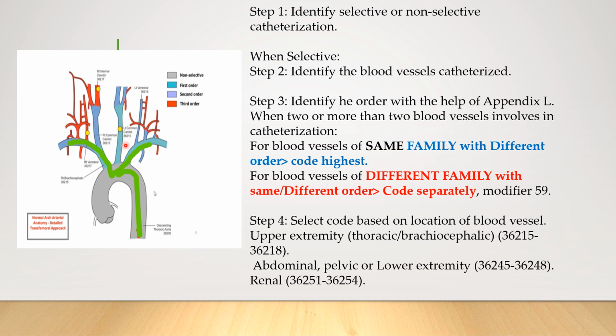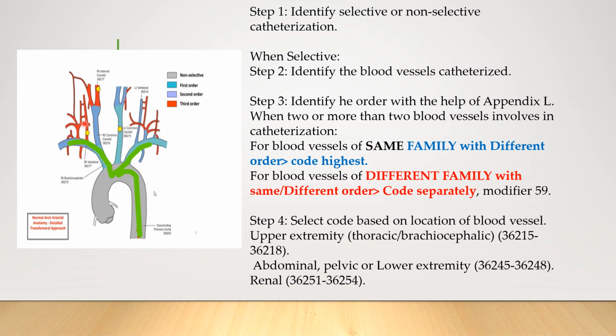Now pay attention here, very, very important. Let's say for example, in the first family I have gone till the third order, and then I retract the catheter, I go into the second family, but I go only till the first order. Then how will I code it? I will code the third order for this family, and I will code the first order for this family. Why? Because the family is different. This is very, very important, because we are talking about two different families. If it is one family, I will code the highest.